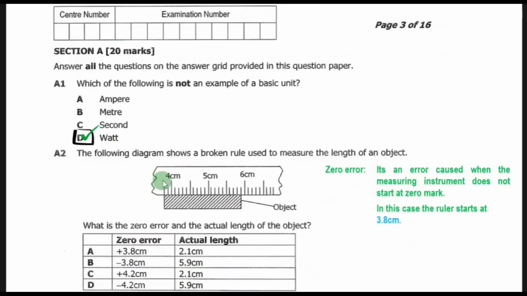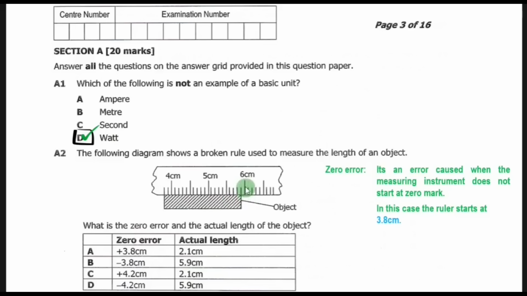So for you to reach 4, you need to have 3. Then you have these small graduations. They represent 0.1 each. So for instance, here we have 4. So this is 4.1, 4.2, 4.3, 4.4, 4.5, 4.6, 4.7, 4.8, 4.9, then we have 5, then 5.1, 5.2, 5.3, 5.4, 5.5, 5.6, 5.7, 5.8, 5.9, 6.